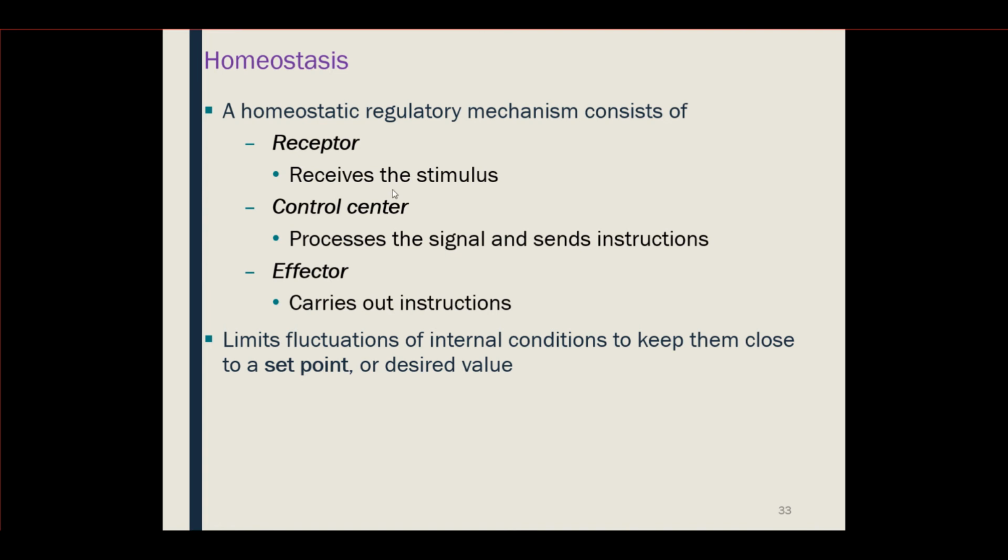So we have a couple of components that are necessary to do this homeostatic regulation. The first component is known as a receptor. That's going to receive the stimulus. That's the thing, guys, that's going to sense some type of change. The receptor then notifies a control center, which processes the information coming from the receptor. The control center, if it thinks something needs to be done, is going to send a signal out to an effector, which carries out the instructions.